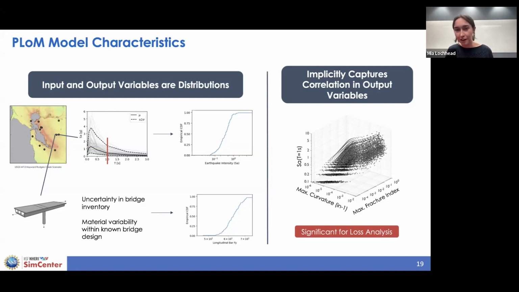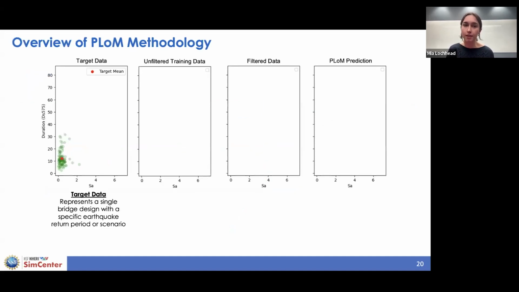Now that we've covered these two main differences between PLoM and some other surrogate models, I want to walk you through the process of what exactly the PLoM model is doing to make a prediction. We start with target data. This data is not related to the PLoM model. It is just data that represents what we want to predict for. The target data is a single bridge design with a specific earthquake return period or scenario.